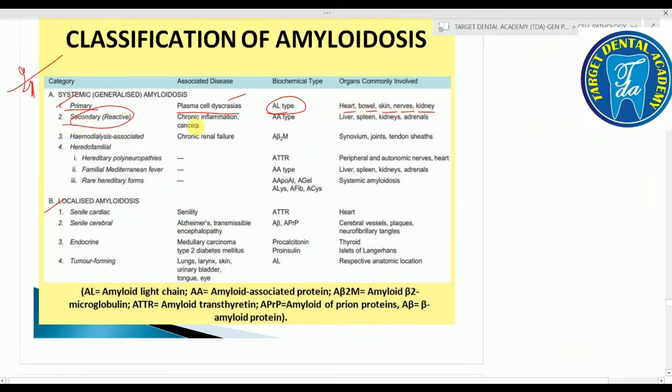Secondary or reactive: the associated disease is chronic inflammation and cancer. The biochemical type is AA type, and organs involved are liver, spleen, kidney and adrenals. Third is the hemodialysis associated, the disease associated is chronic renal failure, and the biochemical type is A beta 2M, and organs involved are synovium, joints, tendon and sheath.